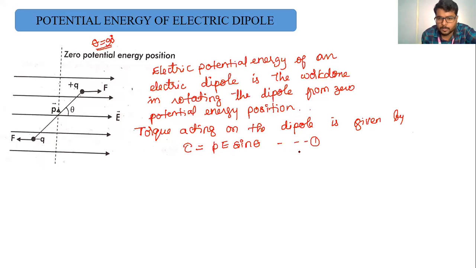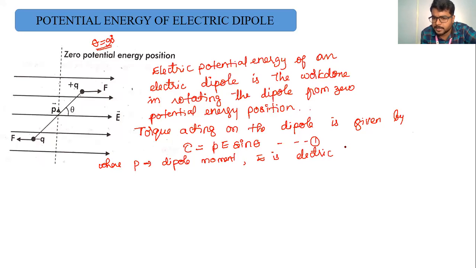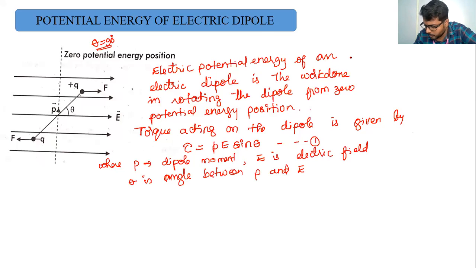Where P is, so what is P? Dipole moment. P is dipole moment, E is electric field, and theta is the angle between P and E. Okay, sarina, theta is the angle between P and E.